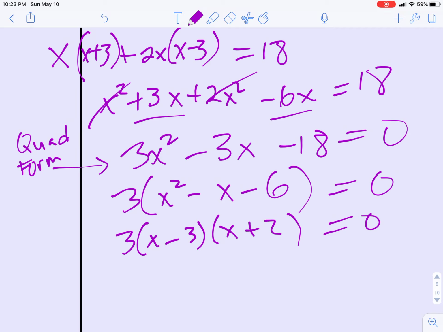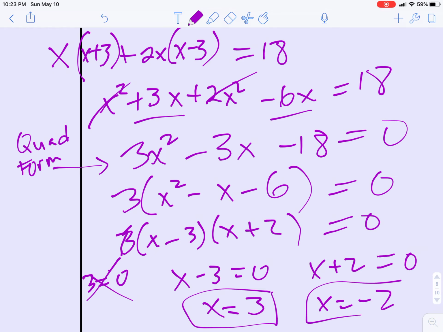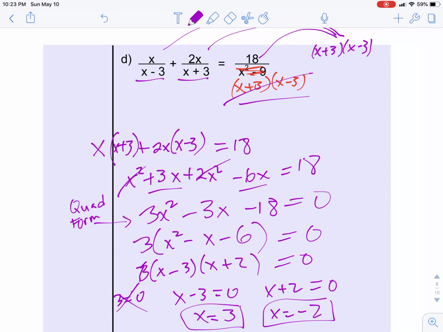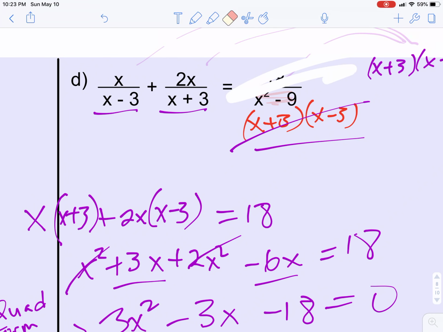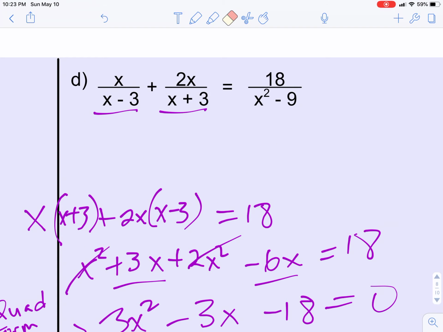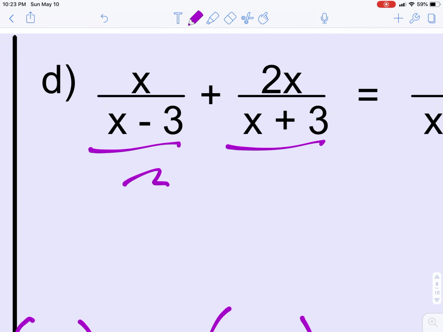Now we have factors. Well, with this 3 out front, it doesn't matter because we would do 3 is equal to 0, which doesn't even make sense. We got x minus 3 equals 0, x plus 2 equals 0. So x equals 3, x equals negative 2. The only thing now we have to do is take a look at the beginning. What happens if I plug in 3? Okay, I'm going to get 3 over 0, don't even go on, right?